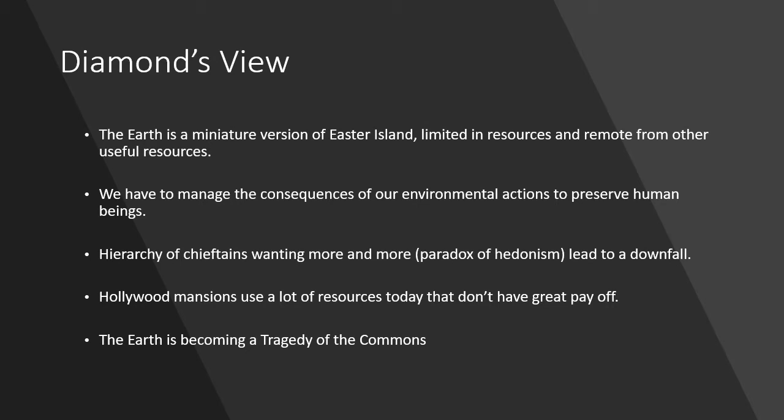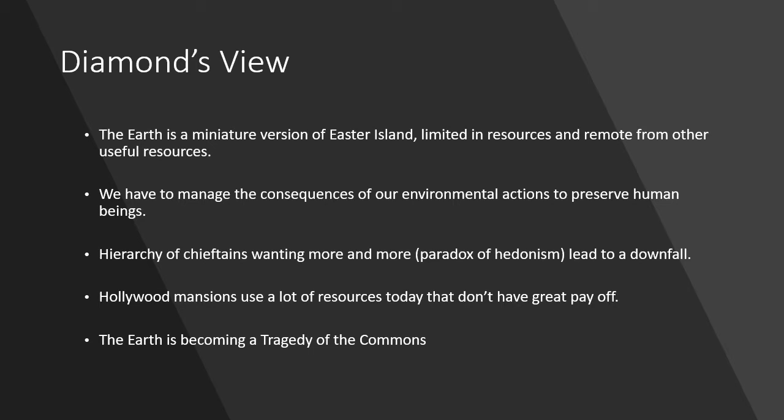Diamond looks at the Earth and says, really, I have it listed here wrong, right? Really, Easter Island is a miniature version of the Earth. The Earth is just like Easter Island in the fact that it's limited in resources. It's remote from other useful resources. It's not really economical right now to be able to mine asteroids or visit other planets.